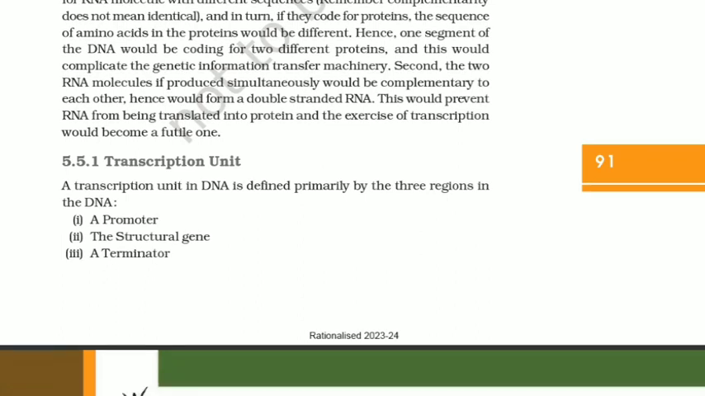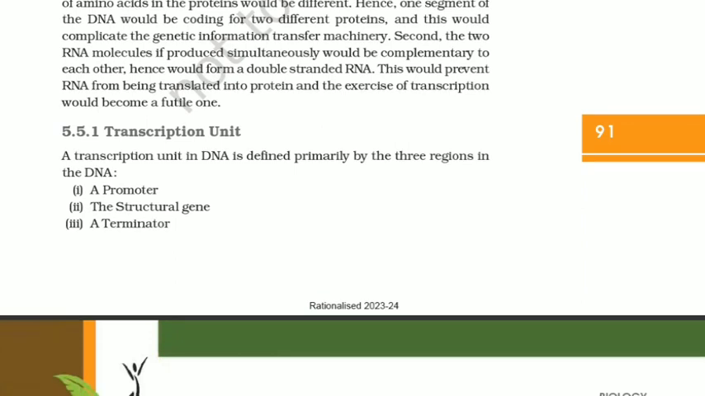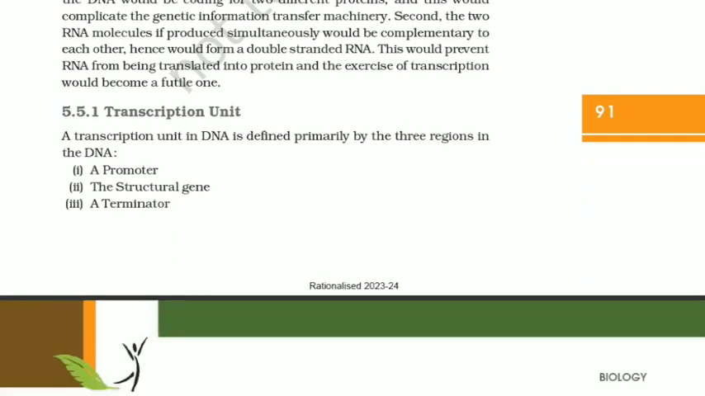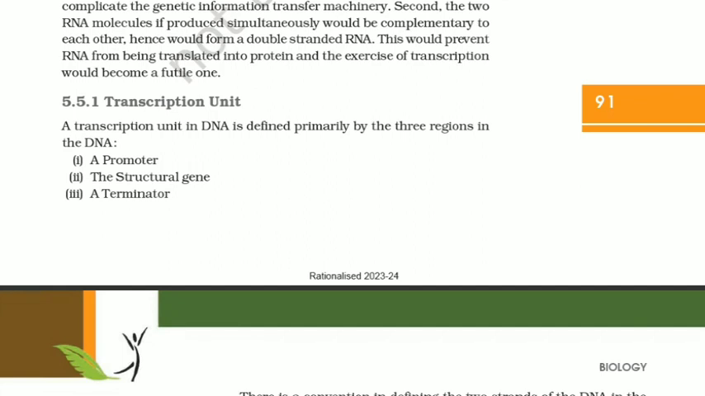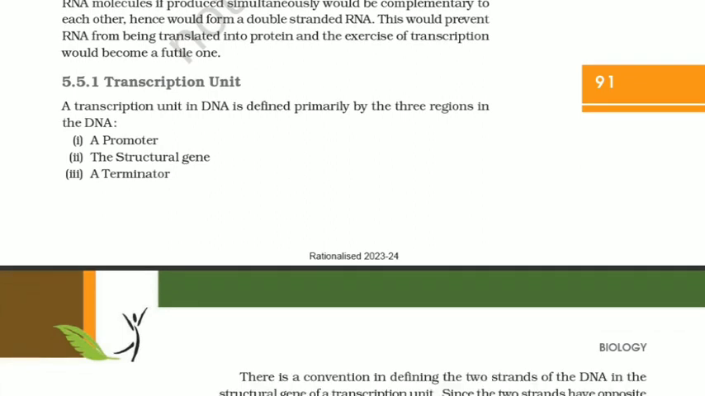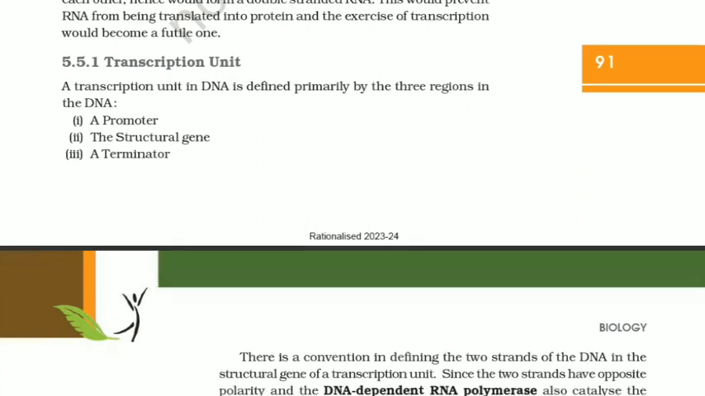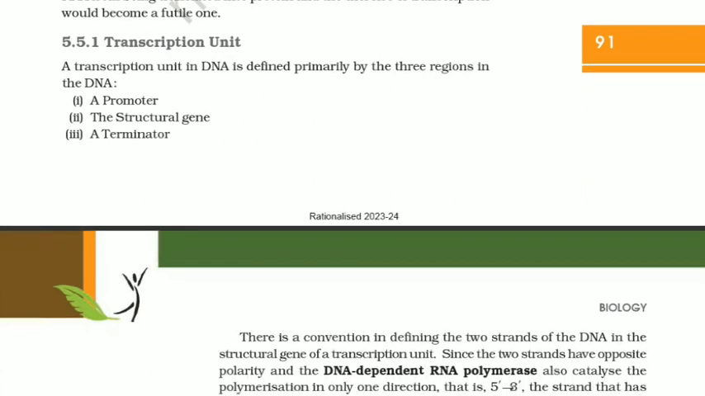Hence, one segment of the DNA would be coding for two different proteins, and this would complicate the genetic information transfer machinery. Second, the two RNA molecules, if produced simultaneously, would be complementary to each other, hence would form a double-stranded RNA. This would prevent RNA from being translated into protein, and the exercise of transcription would become a futile one. 5.5.1 The transcription unit.